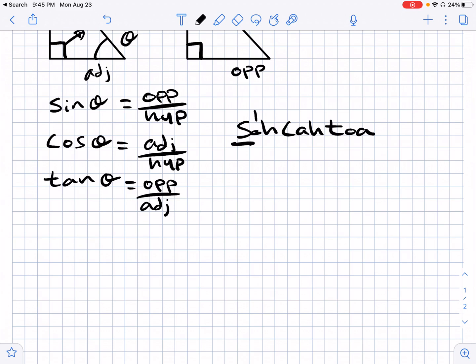Sine is opposite over hypotenuse. Cosine is adjacent over hypotenuse. Tangent is opposite over adjacent. Now, your math teachers might teach it differently. That's how I was taught it when I was in high school, and it's helped me ever since then to remember the order of these trig functions.